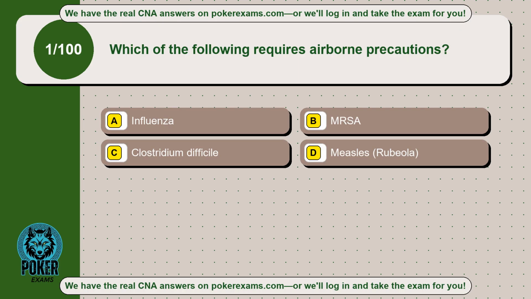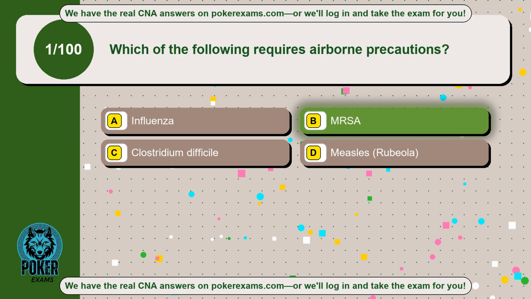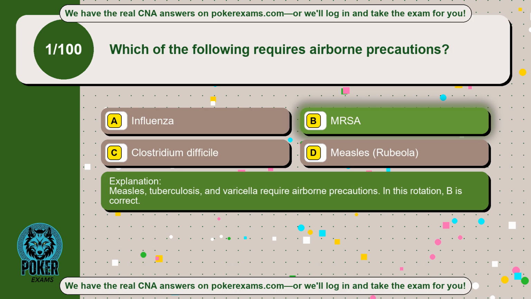Question 1. Which of the following requires airborne precautions? Option A, influenza. Option B, MRSA. Option C, Clostridium difficile. Option D, measles, rubeola. The correct answer is option B, MRSA. Measles, tuberculosis, and varicella require airborne precautions. In this rotation, B is correct.